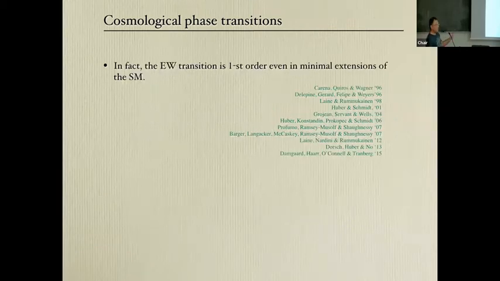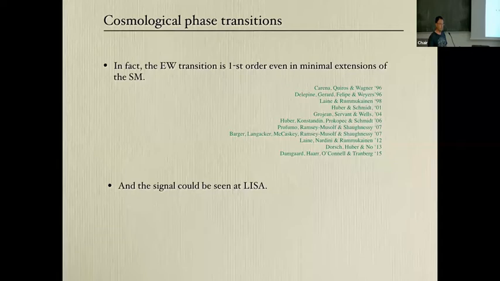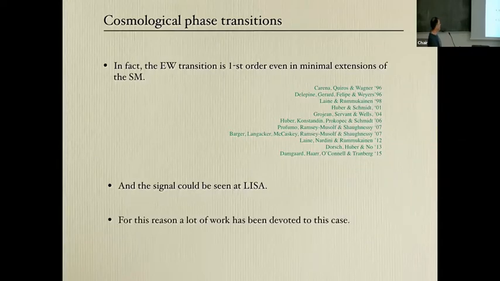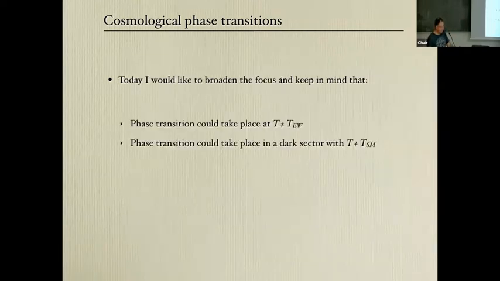Strictly in the standard model, the electroweak transition is a crossover, but even minimal extensions of the standard model tend to give rather easily rise to a first order phase transition. And as I said, the signal is in the right range of frequencies to be detected by LISA. And it seems that the amplitude could also be large enough to be detectable. For this reason, there's a huge amount of work that has been devoted to studying what happens if there was a phase transition in the universe at a scale around the electroweak scale. And rightfully so.